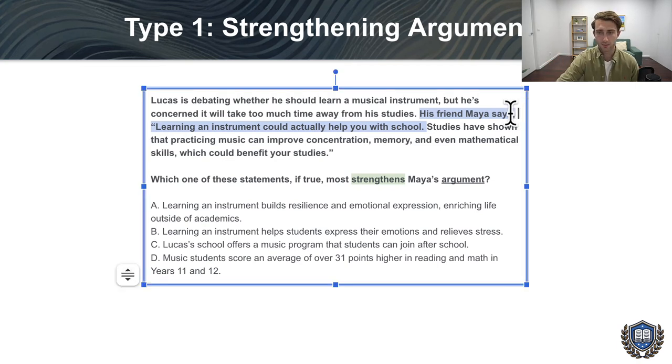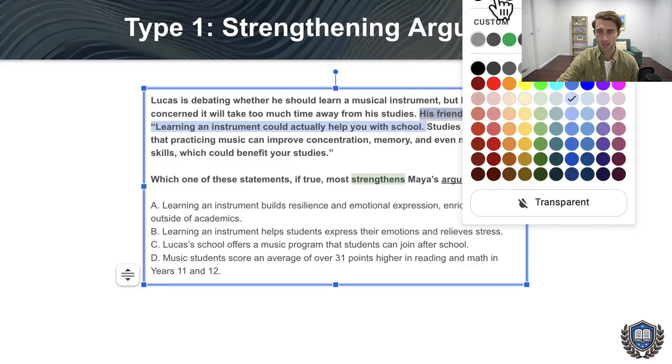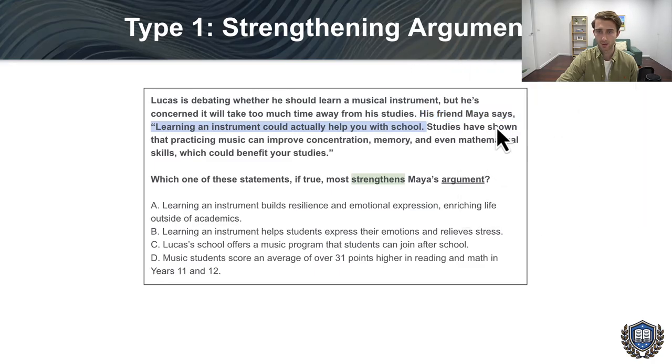I would say "his friend Maya says" is not that important, so I'm going to get rid of that. Learning an instrument: the fact that we're learning an instrument is important. This isn't about learning a sport, learning how to read, or learning how to cook. It's specifically an instrument. So that's one key word. The second is that it can help you. So learning an instrument can help you, but specifically in school.